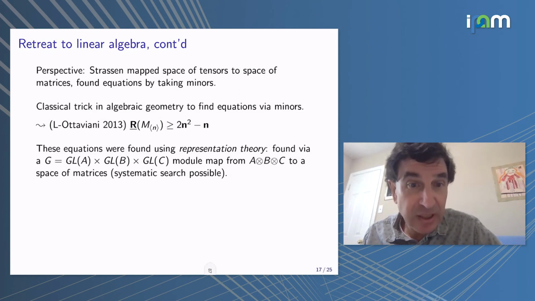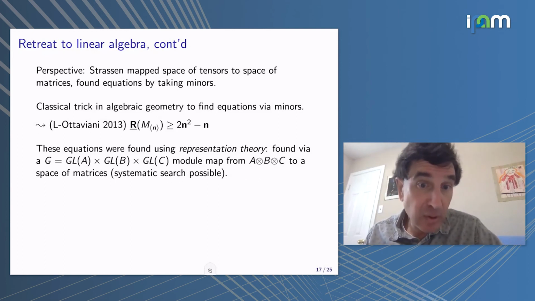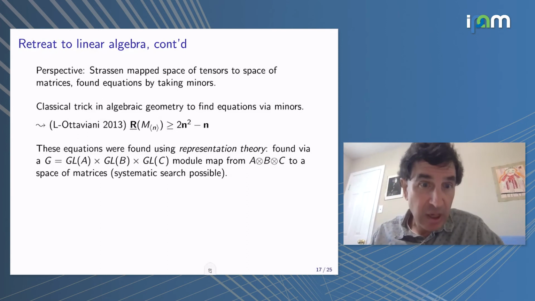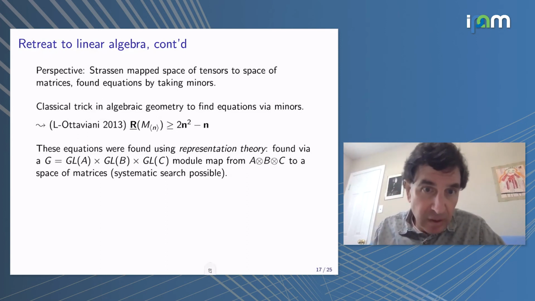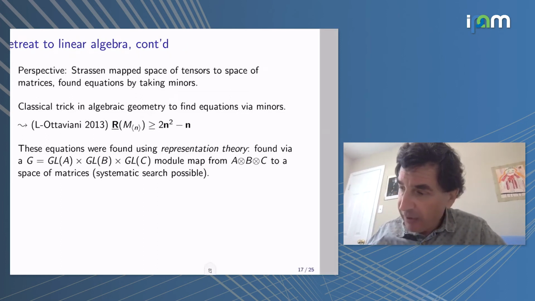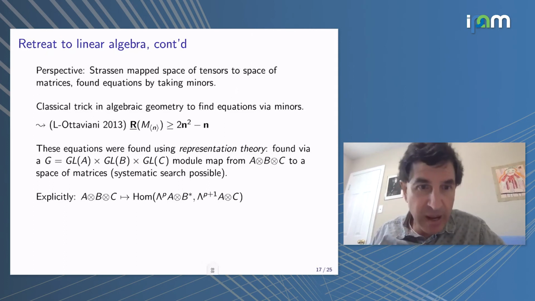Representation theory allowed us, just as you could do a systematic search for polynomials, to also do a systematic search for equivariant maps to spaces of matrices, to tensor products of modules for this group. And it just so happened, one of the simplest things we found, an equivariant map to a space of big matrices, did the job. Maybe for the experts, I'll say a little bit more about that.